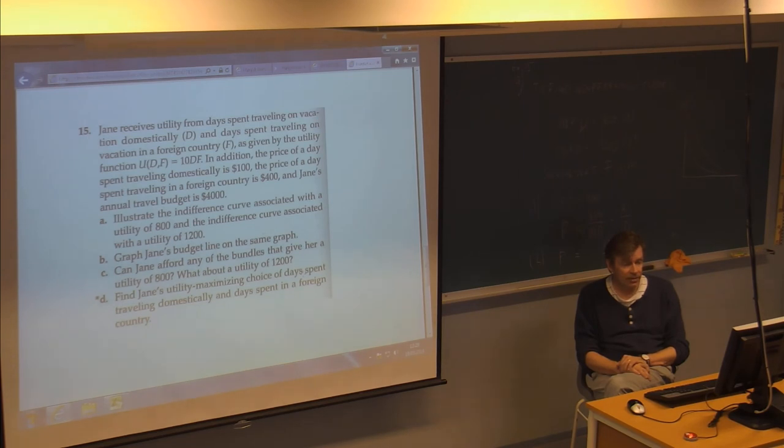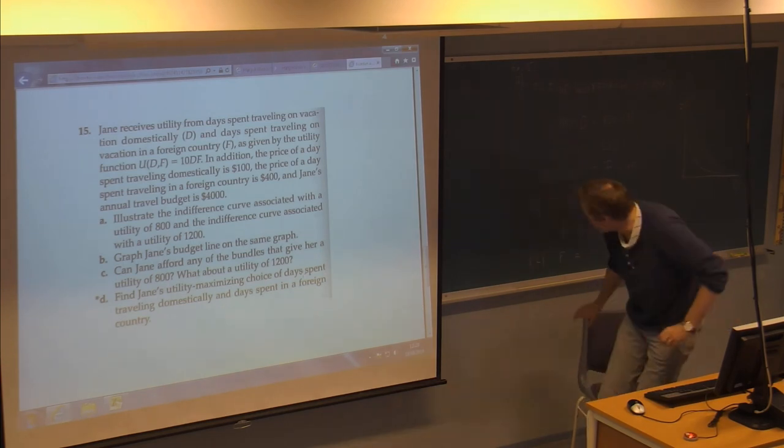Graph Jane's budget line on the same graph. Okay, so now we need to construct the budget line. Do we have the necessary information to find the budget line here? Yes, because we have the price of domestic vacationing, which is $100 per unit of vacation. And we have the other price, the price of foreign vacation, which is $400 per unit. It's per day, perhaps? Yeah, day is the unit here. So then it's straightforward to construct the budget line, isn't it?